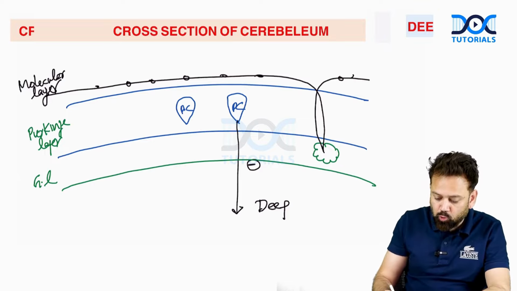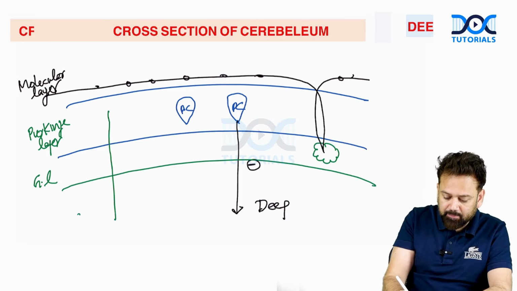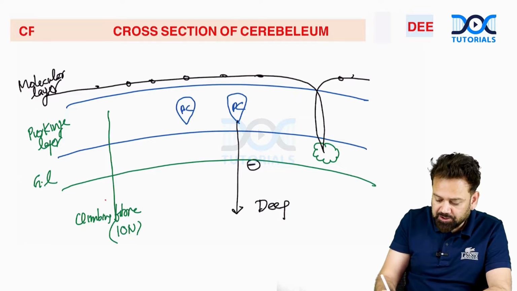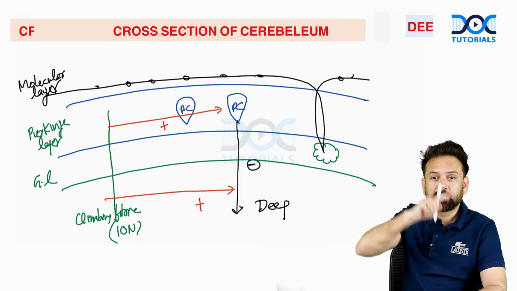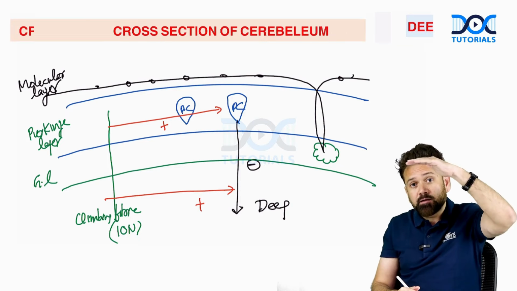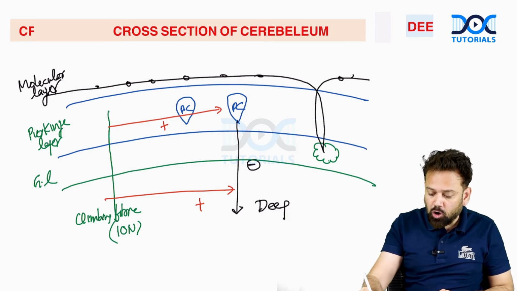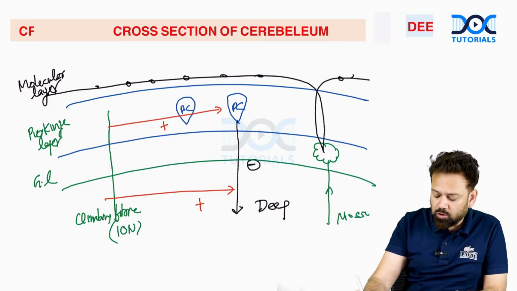Now, there are two afferents. One is called the climbing fiber. The climbing fiber will climb from the inferior olivary nucleus. First, it will stimulate the deep nucleus. Then it will stimulate the Purkinje cell to inhibit the deep nucleus. This is a loop. On the other hand, all the rest of the afferents are called mossy fibers.